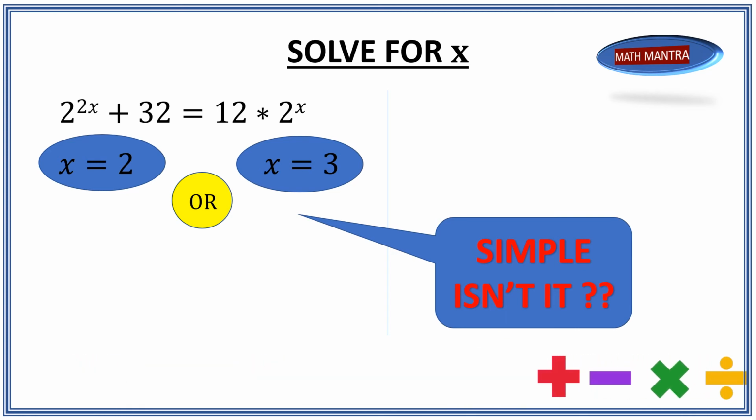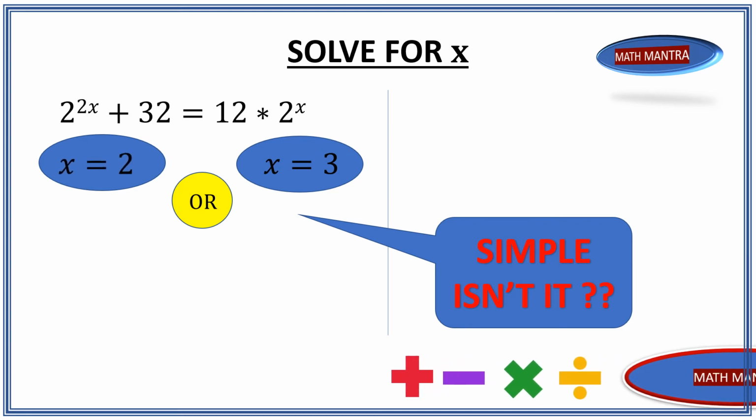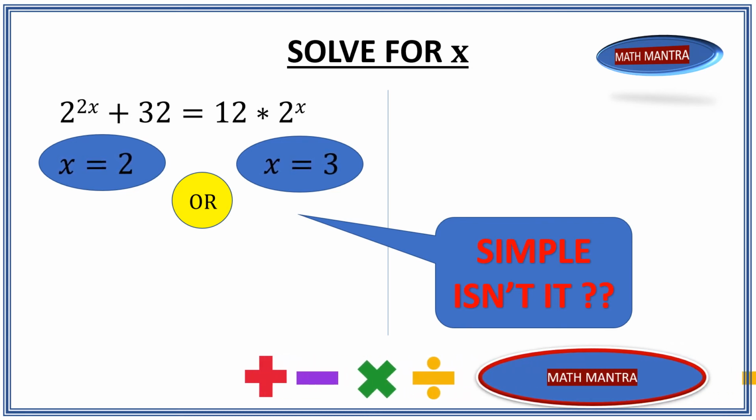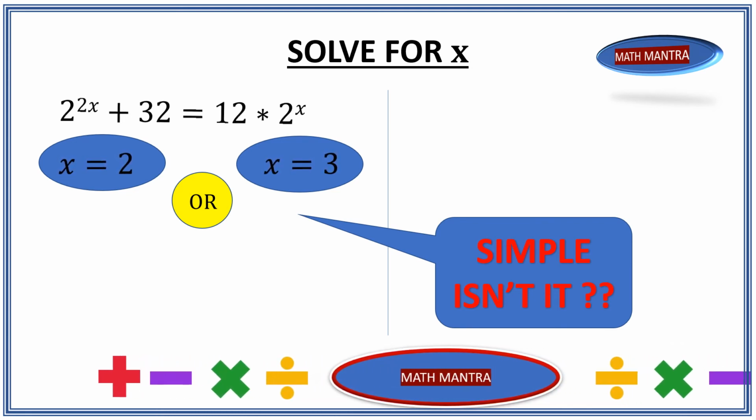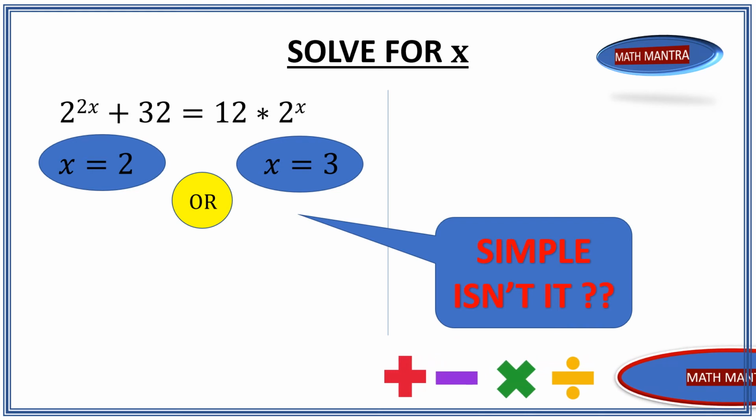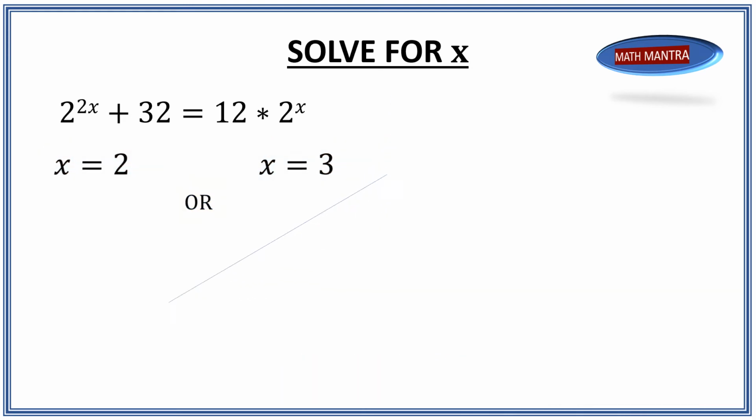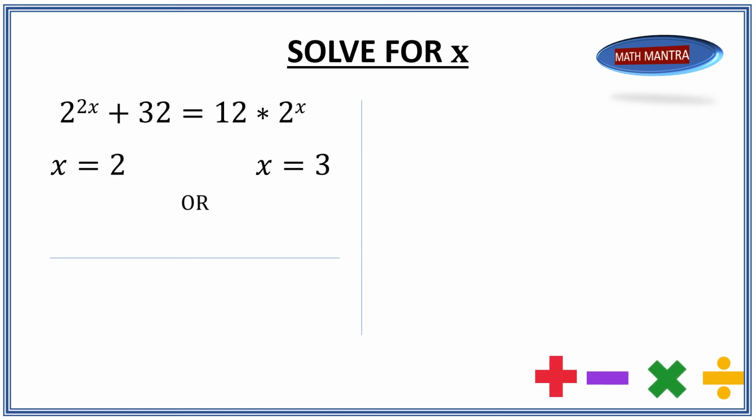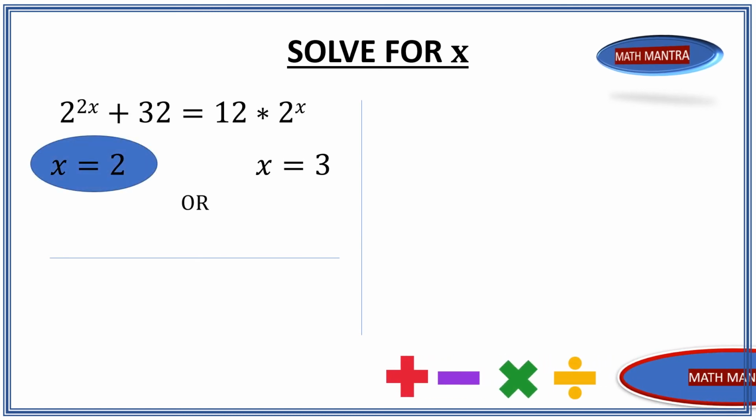Let's quickly check if these two solutions really work. The way we check it is we put these values back into the main equation, what we were trying to solve x for, and then see if it adds up. So let's start by plugging x is equal to 2 in this entire equation.